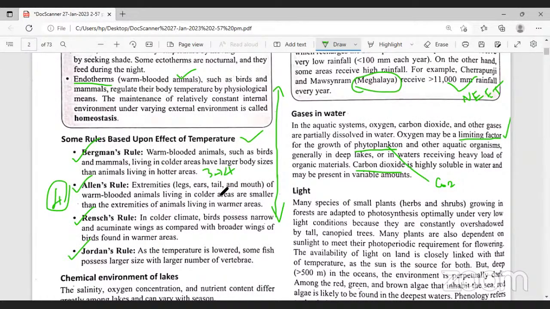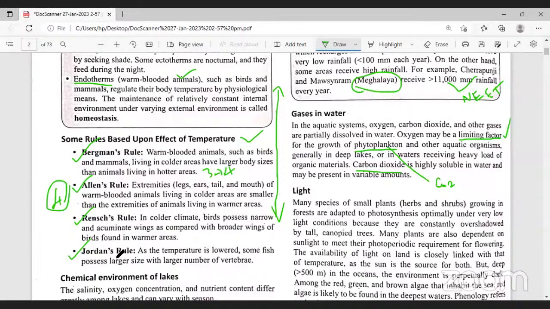Allen's rule: the ears and tails and so on are very large in nature. They need more energy, so they have to hunt, and that is not possible in the colder area. So what happens at that time? It will lead to death. Here also the same applies, with the broader wing.